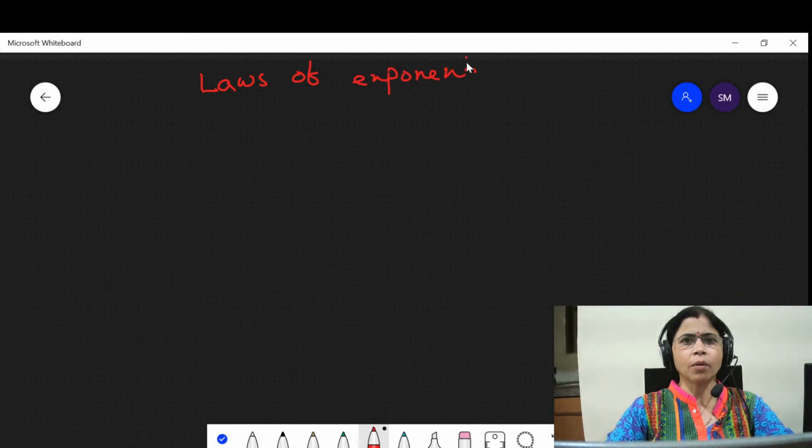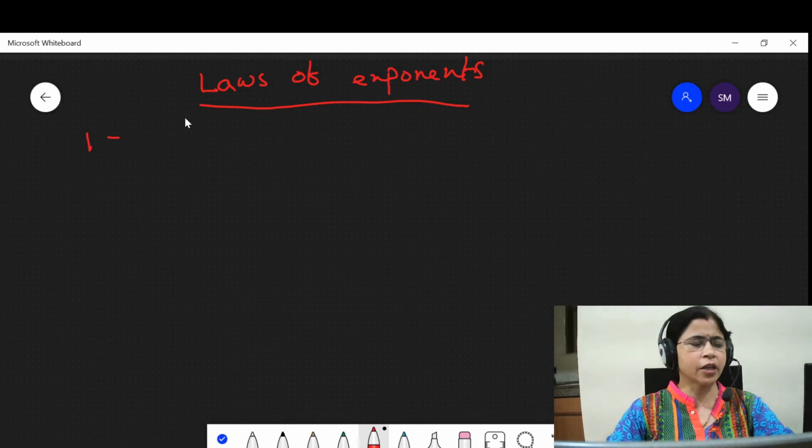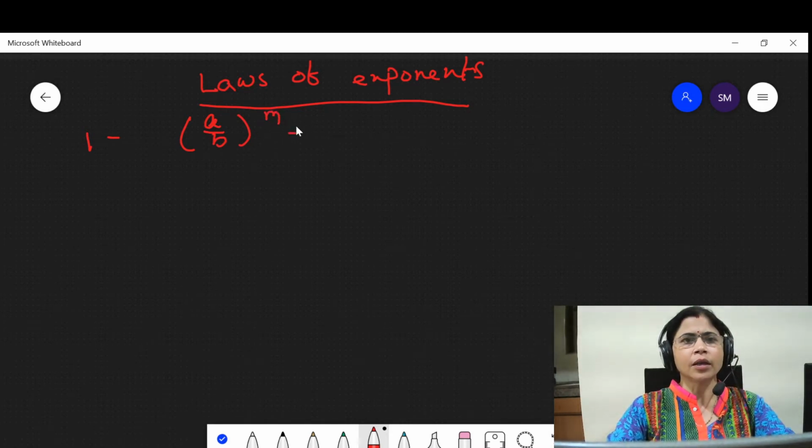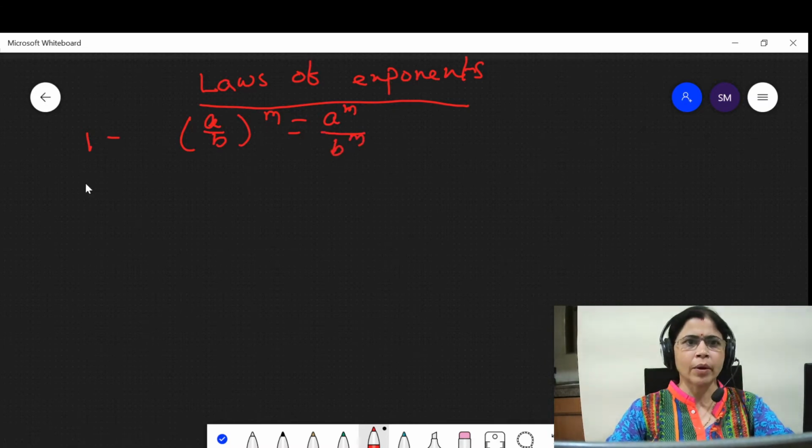The laws of exponents. The first law says that (a/b) to the power m is equal to a to the power m upon b to the power m. The second law says (a/b) to the power minus n is equal to (b/a) to the power n.